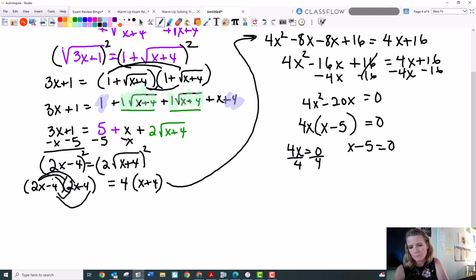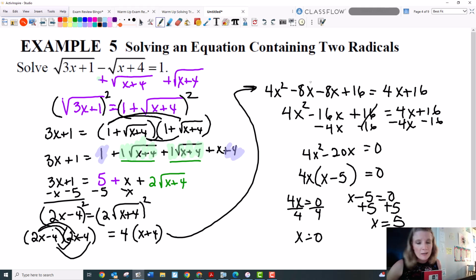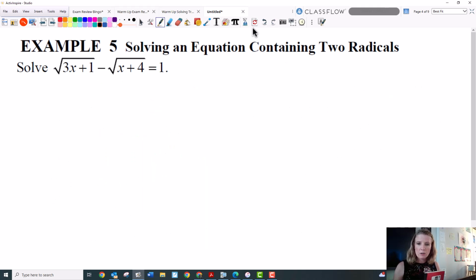Divide by 4. So x is 0, and x is 5. Then I have to check them, both. So 0 and 5, I'm about to erase everything so that I can check them. So if you need to pause before I erase everything. So I'm going to check 0 and 5.